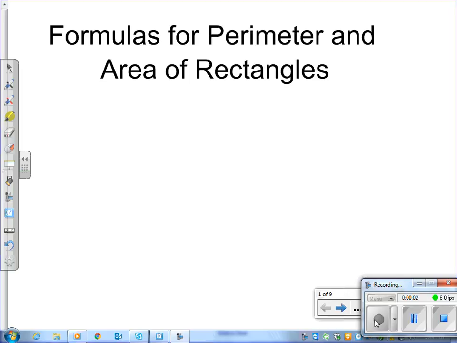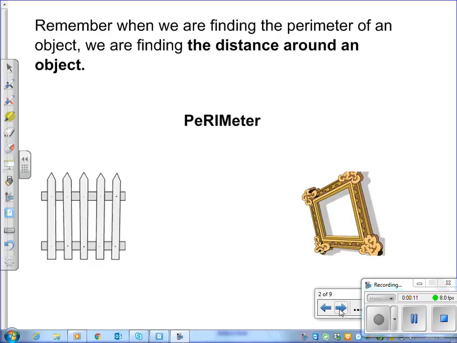Today we're going to talk about formulas for perimeter and area of rectangles. You've learned about this in 4th grade, and we're just going to expand on it today. Remember, when we're finding the perimeter of an object, we're finding the distance around an object, like fencing around a yard or a garden, or a frame around a picture. Remember, a good way to remember that what perimeter measures is the rim in the middle of perimeter.